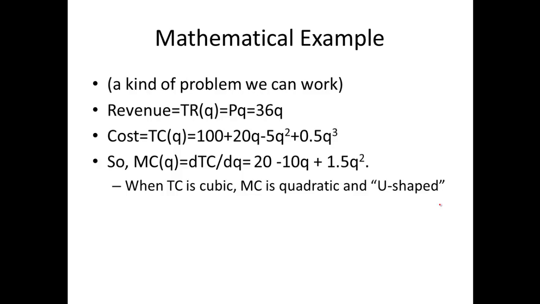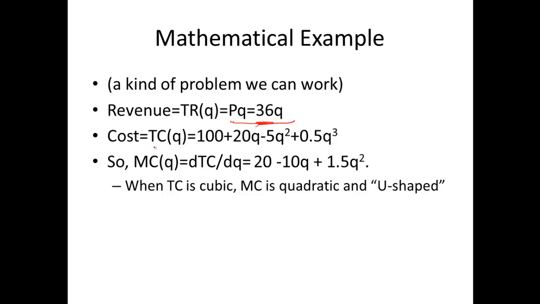Let's work a mathematical example, since these theories are all well and good, but it's good to be able to work a problem as well. For a problem of this sort, you need to know the price and therefore the revenue function. You'd be told here that the price is 36 per unit of output. Since it's a competitive firm, that price is constant, so revenue is just P times Q, or 36 times Q.